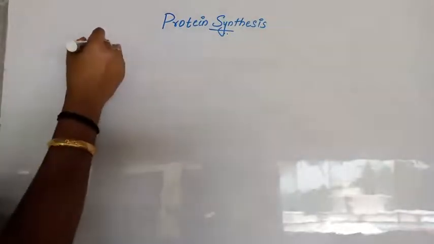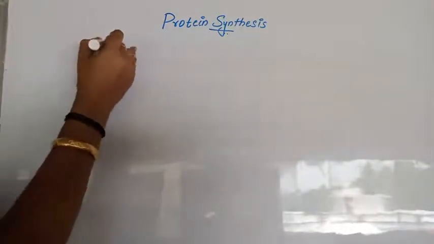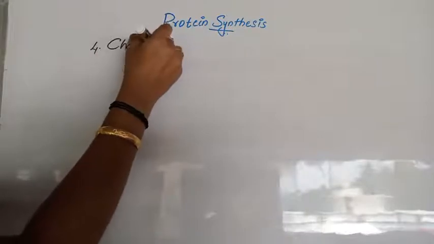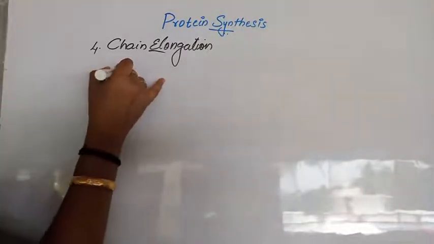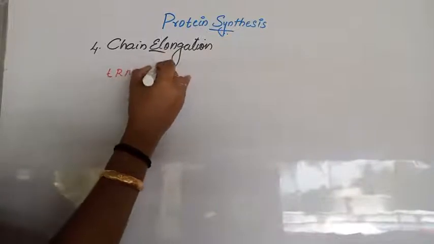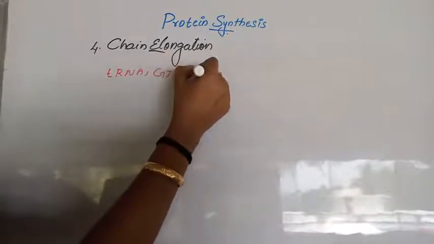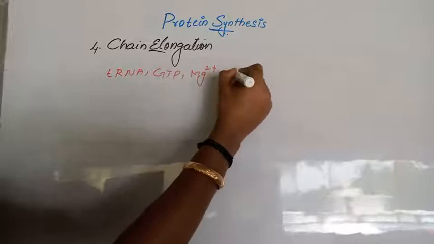Chain elongation is what I just told you. Chain elongation requires tRNA, GTP, magnesium as well as the elongation factor. So what are the machineries required? tRNA, then the energy molecule GTP, magnesium cofactor, and EF, the elongation factors.